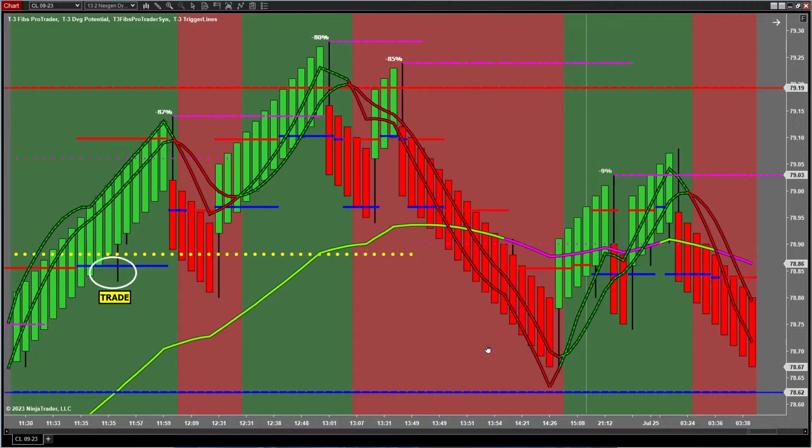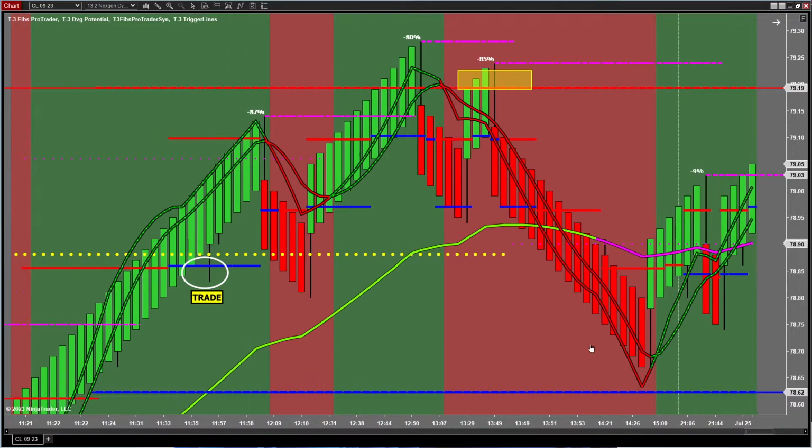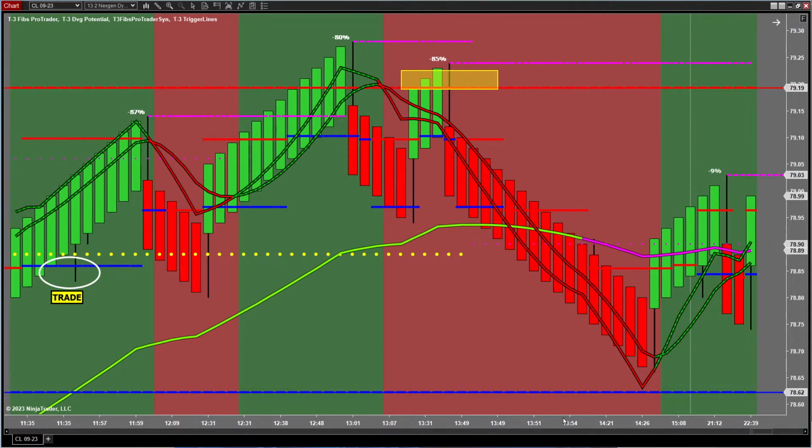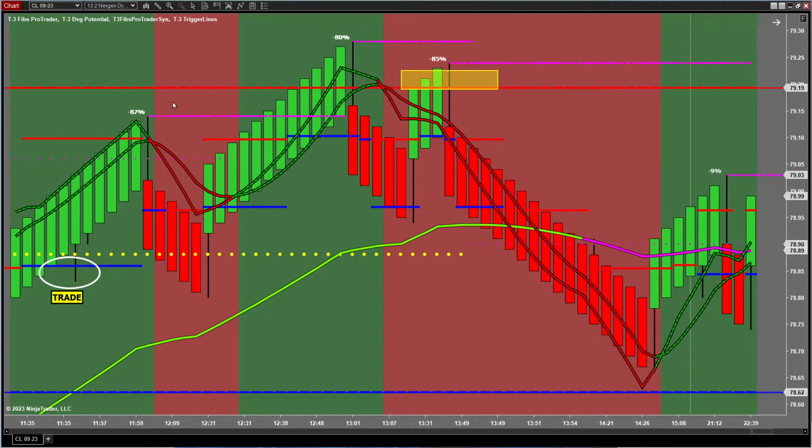Then ultimately, as we start working our way down, we have resistance, the small triggers roll over. This resistance is much more significant. There's two things that we deal with a lot in our termination conditions, and when you see them on a larger chart, it works just as well. One of the termination conditions is any third divergence in the same general price area. Whenever you see this on a larger chart, we've got one divergence over here, two divergences over here, and a third divergence over here.